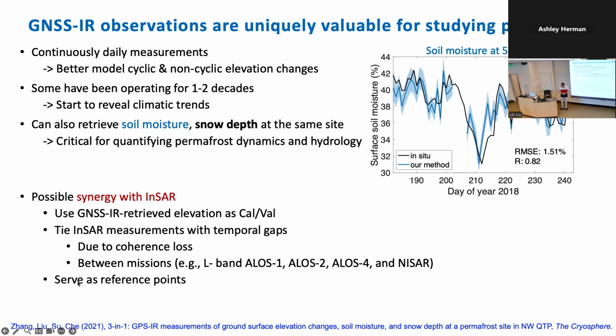Going back to InSAR now, this is definitely a potential synergy with InSAR. We can use results like those I showed you earlier as calibration and validation for InSAR, because there are not many ground-based measurements of elevation changes to compare with spaceborne ones. And InSAR measurements have temporal gaps, could be due to loss of coherence, or because each sensor has its lifespan, maybe 10 years, then there was a gap, and then another gap. For instance, there are several gaps between those L-band sensors that I think GPS can help us to tie those measurements with gaps. Of course, it can serve as reference points.